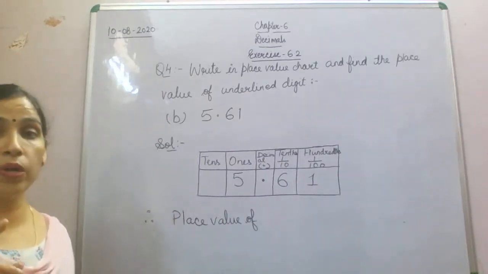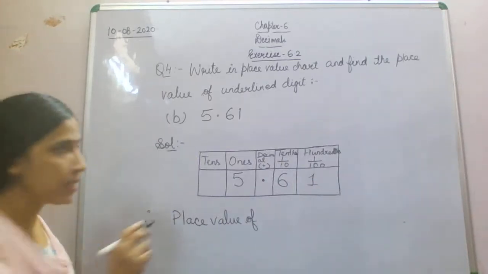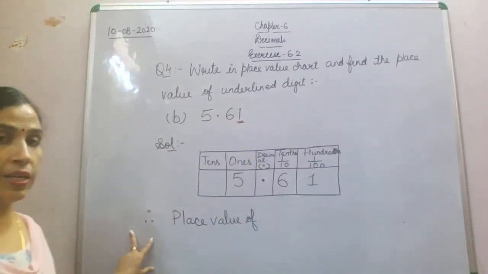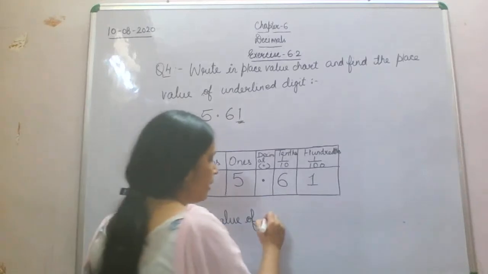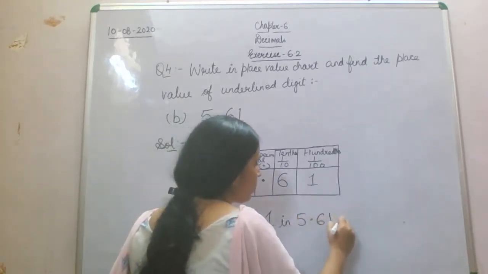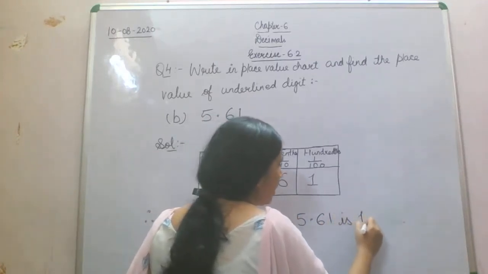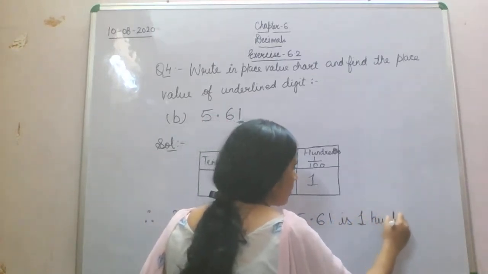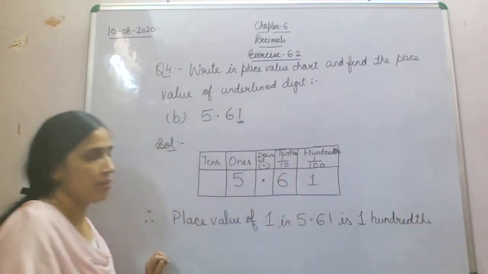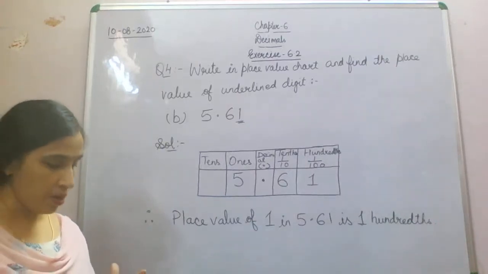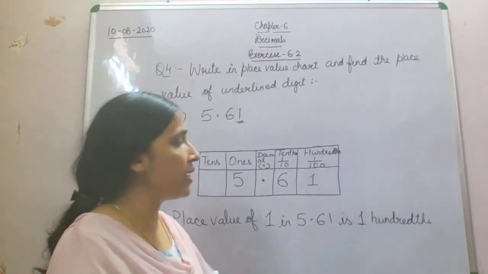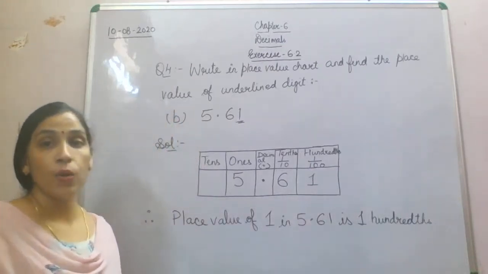Now among this 5.61, which is your underlined digit? This 1. So you are supposed to find out the place value of 1 in 5.61. It is 1 hundredth. The place value of 1 in 5.61 is 1 hundredth. Quite simple.